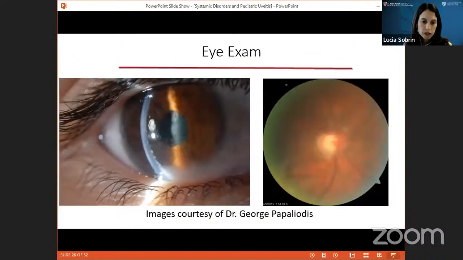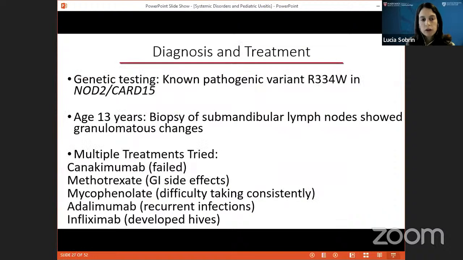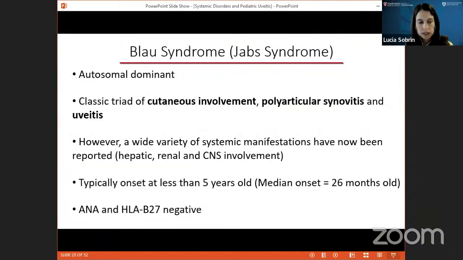And here on these anterior segment exam photographs, you'll see keratic precipitates. There were some iris nodules that are difficult to visualize, and AC cell and posterior synechiae. And unfortunately, her fundus exam already shows glaucoma at this young age. So given her history, we did genetic testing and found a mutation in NOD2-CARD15. Later on, after her genetic diagnosis, she also at some point had a biopsy of the submandibular lymph nodes, which showed granulomatous changes. And she has gone through many treatments, and as is often the case in these genetic causes of autoinflammatory disease, treatment is quite difficult to get inflammation under control, but it is currently controlled on infliximab after desensitization.